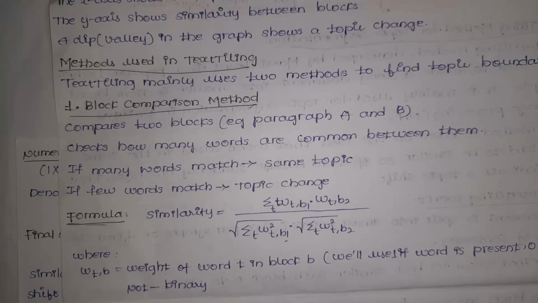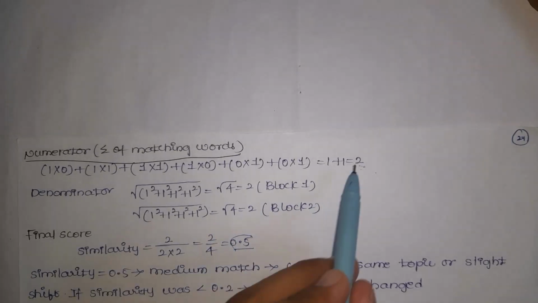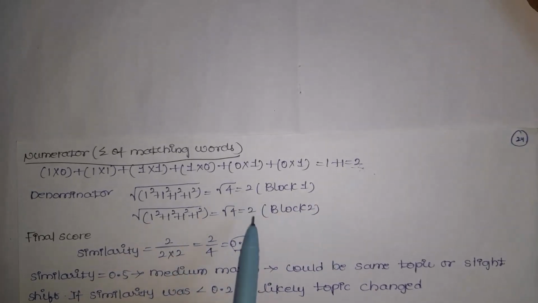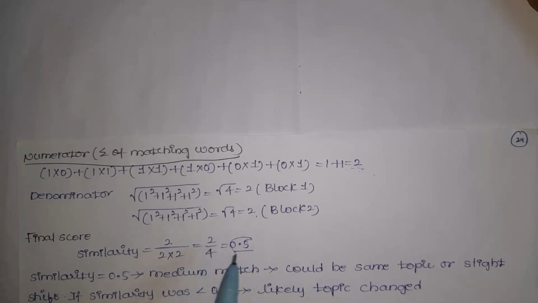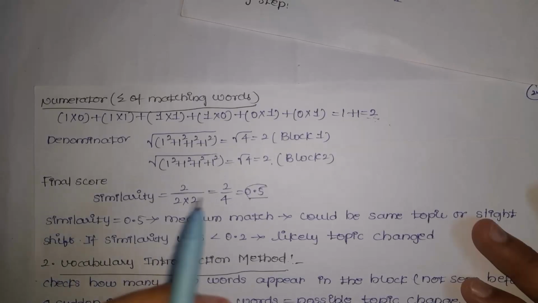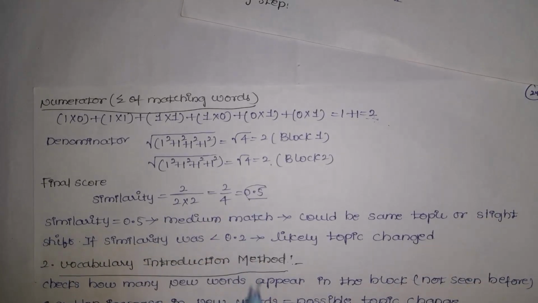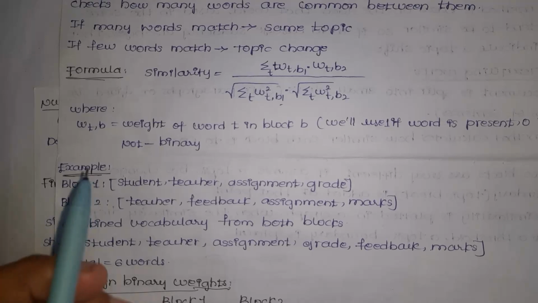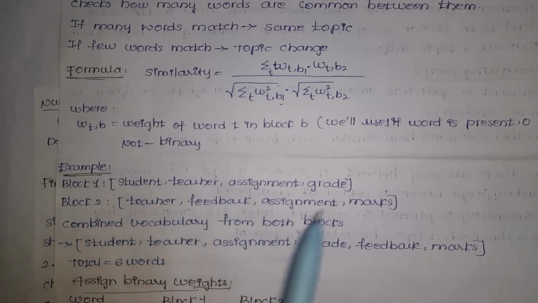Now we will calculate the similarity, that equals 2 by 2 into 2, that equals 2 by 4, that equals 0.5. Guys, if the value is 0.5 or less than 0.5, then there is a match. That is nothing but both blocks come under the same topic. So as the value is 0.5, both blocks come under the same topic. So this block: student, teacher, assignment, grade, and similarly block 2: teacher, feedback, assignment, marks. These two blocks come under the same topic.